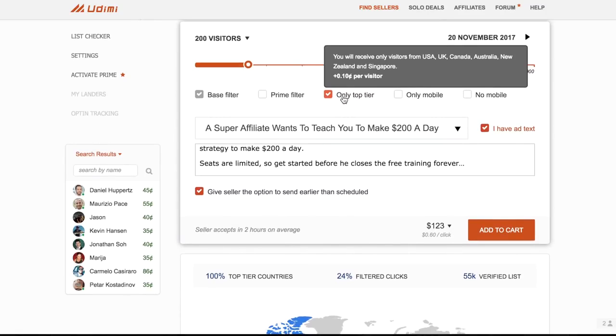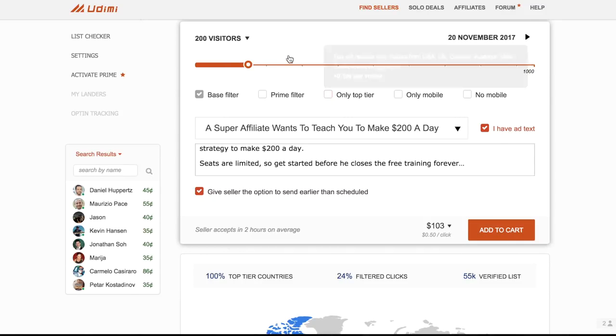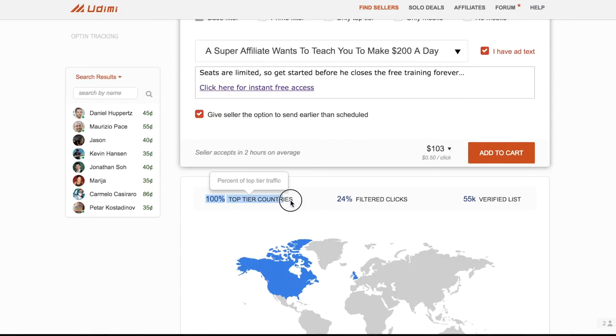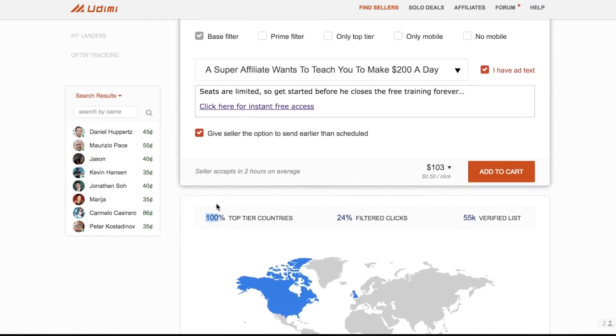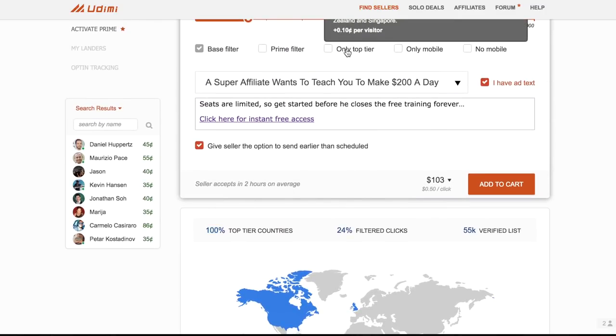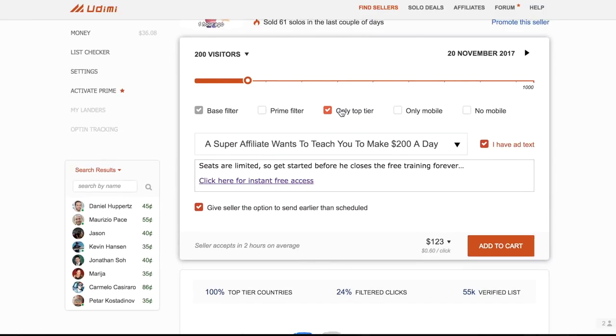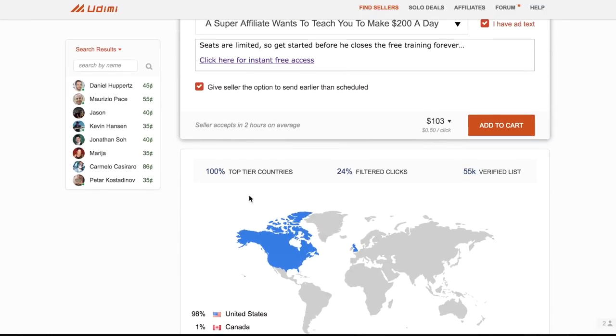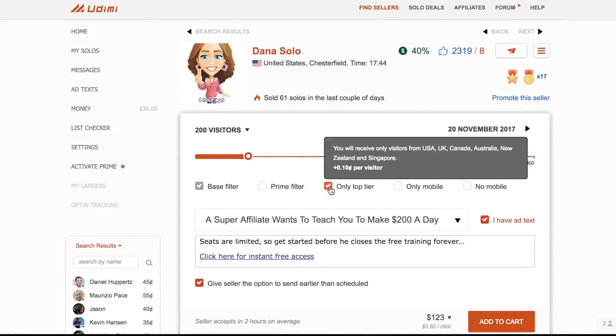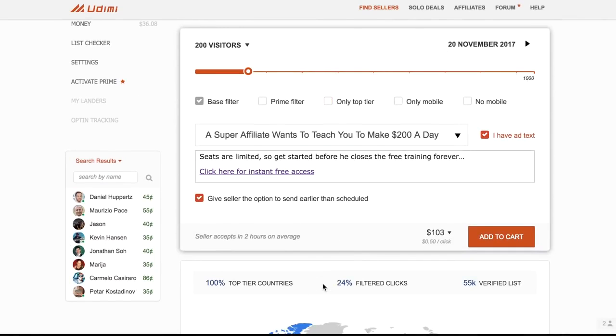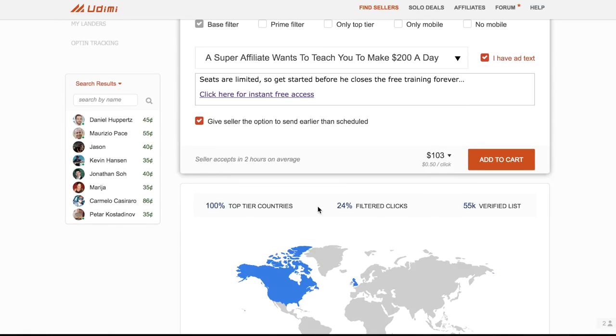Now, something you've got to pay attention to, which is really important, is that most of the sellers here deliver top tier countries by default. For example, in this case, this seller is already giving me 100% top tier countries, so I don't even have to select this. It's already good traffic. If you see a seller that is 70% or 80% top tier, you might want to select this so you filter out non-top tier countries. But that's pretty much it.